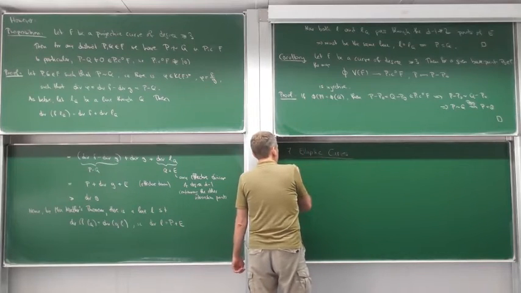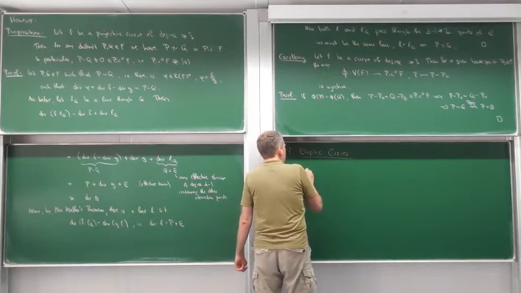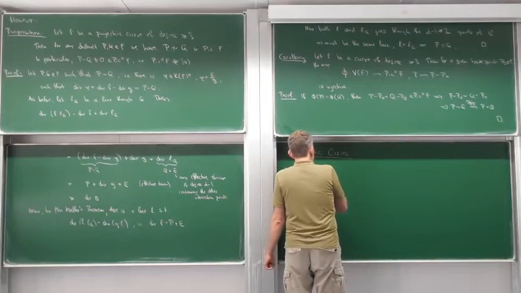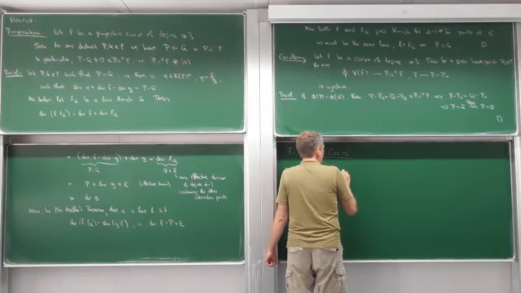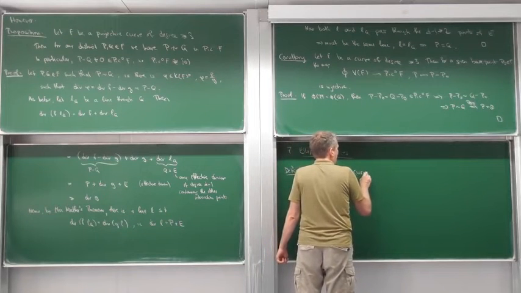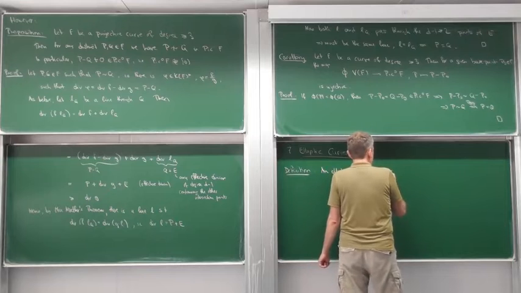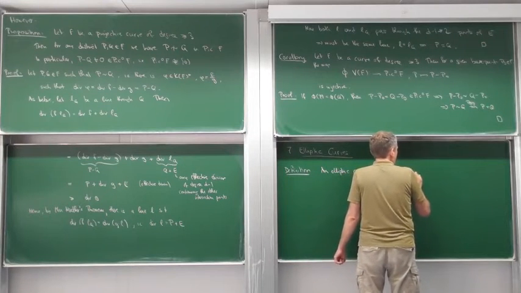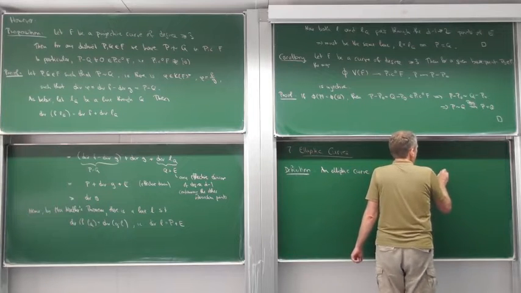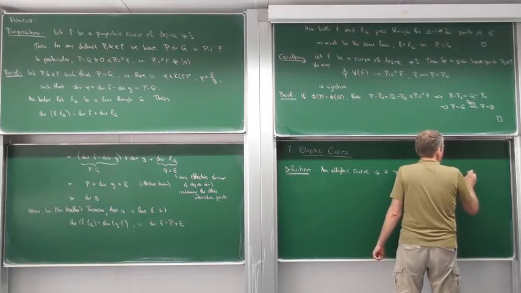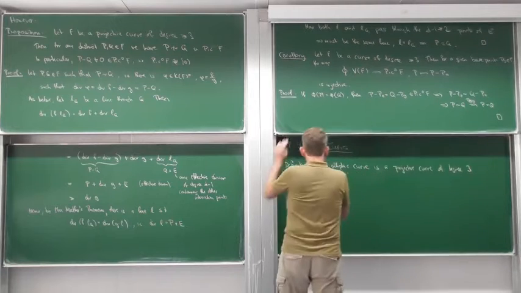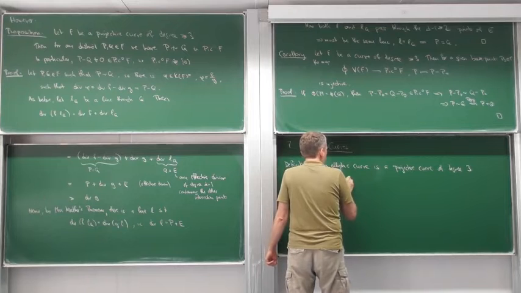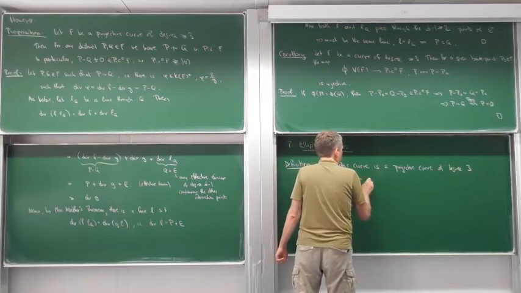So the definition is just to start right away with it. It's just a different name for projective curves of degree 3. So an elliptic curve is a projective curve of degree 3. And as of our conventions, it always means here, of course, smooth and over an algebraically closed field.